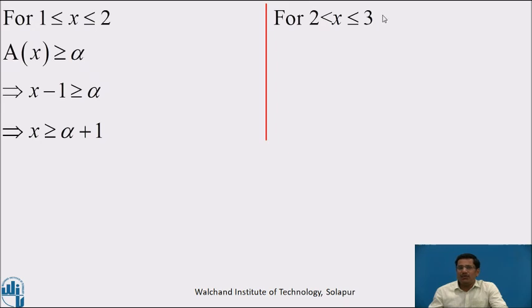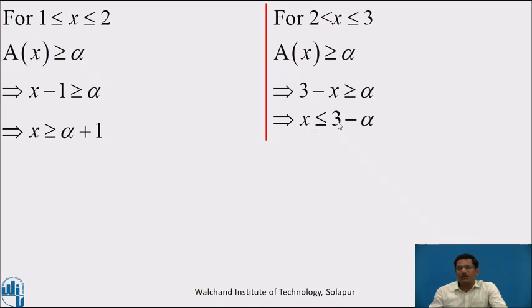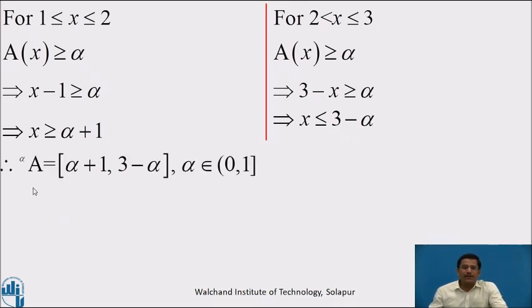In this range, A of x is defined as 3 minus x, and we want it to be greater than or equal to alpha. Now solving this for x, we find x is less than or equal to 3 minus alpha. Now x is greater than or equal to alpha plus 1. It means that by the definition of interval, alpha plus 1 is the initial point of the alpha cut of A, and x less than or equal to 3 minus alpha means that it is the end point of the alpha cut of A. Therefore, we can write the alpha cut of A is equal to the closed interval alpha plus 1 to 3 minus alpha, where alpha belongs to this range.